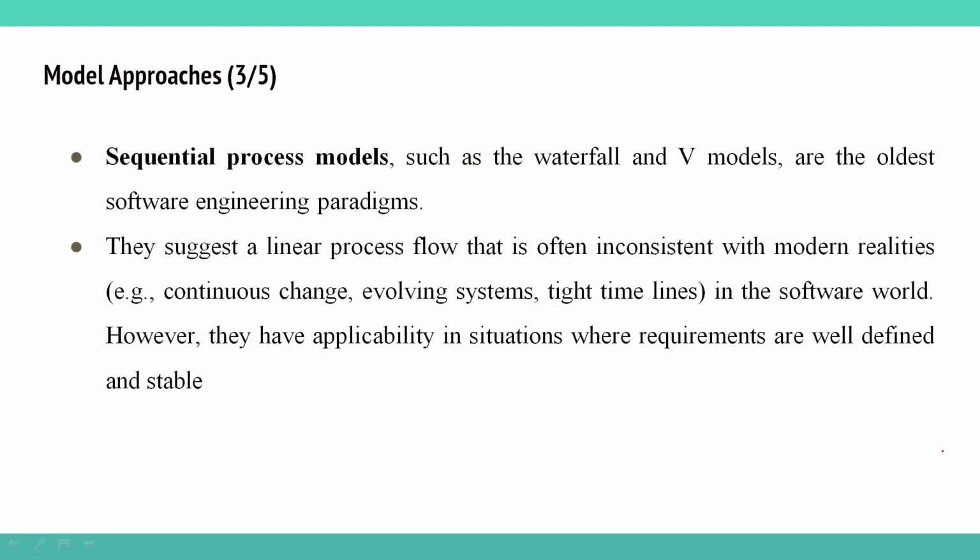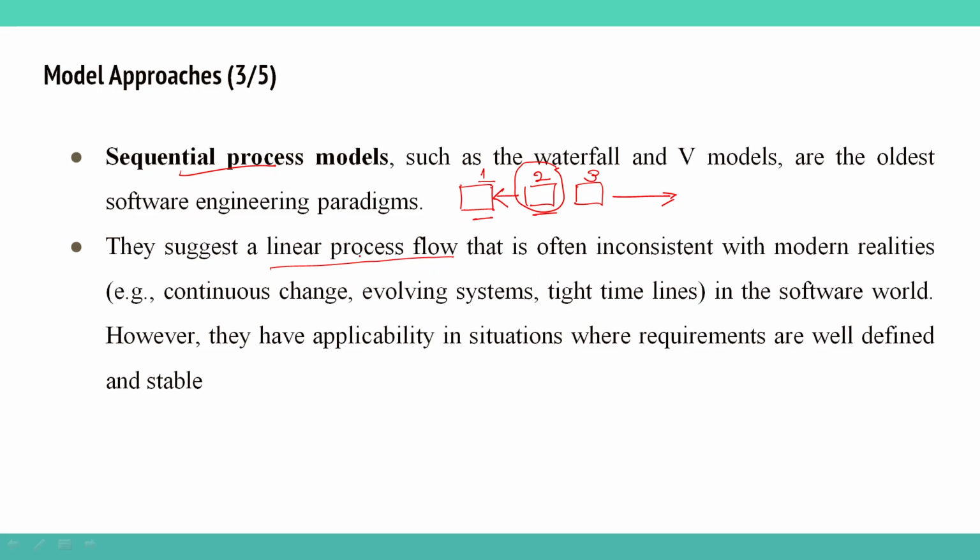Then second is the sequential process model, such as waterfall and V model, which are the oldest software engineering paradigms. So we call it a sequential process flow. Why do we call it sequential? It means all these activities which we are designing should be in a sequence. So this should be the first, this should be the second, and this should be the third. Like that, these things will happen in a sequence. Without completing one, you cannot go to two. So before a particular process, meaning an activity, starts, the previous activity has to be completed. That is the sequential process model. It's just a linear process flow. I think no more explanation is required.